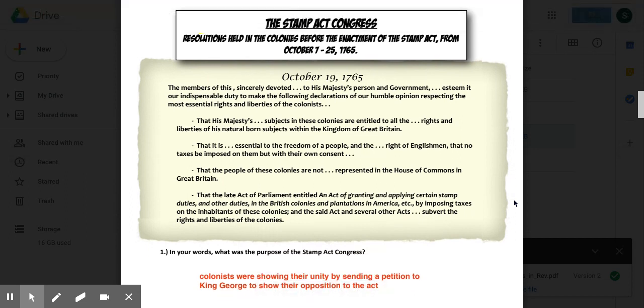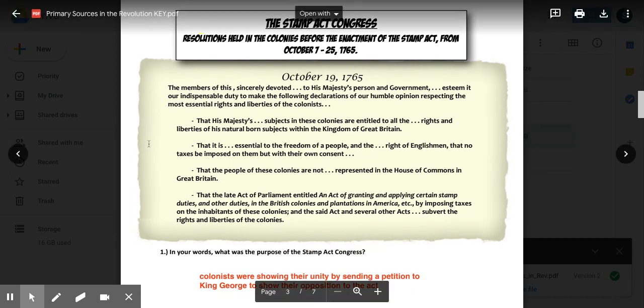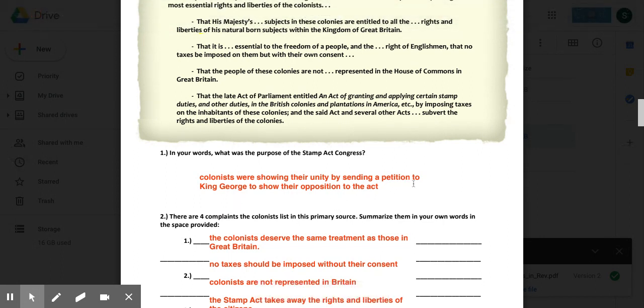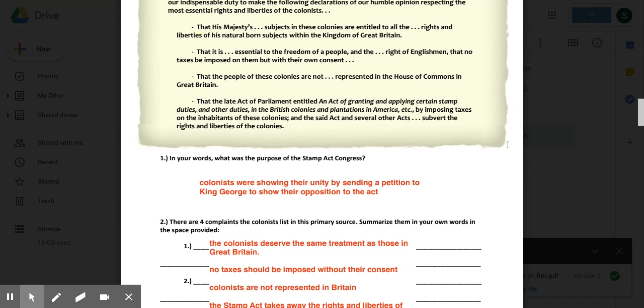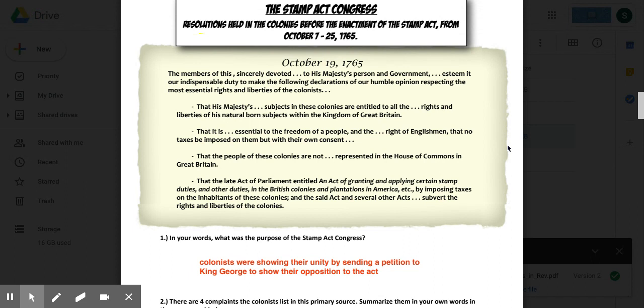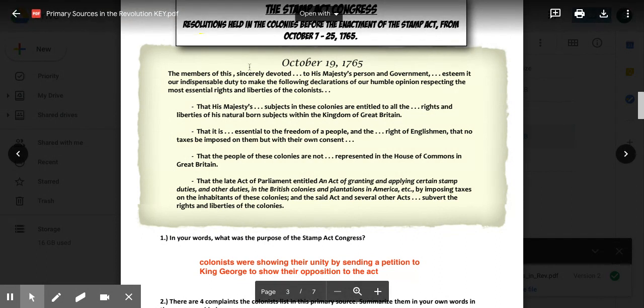The Stamp Act Congress. So, we have this bit of a longer excerpt about the Stamp Act Congress. And the first question says, in your own words, what was the purpose of the Stamp Act Congress? And I have written here, colonists were showing their unity by sending a petition to King George to show their opposition to the act. So, all this question is asking you is, what is the point of the Stamp Act Congress? So, in order to gather that, honestly, you guys would have to read this.